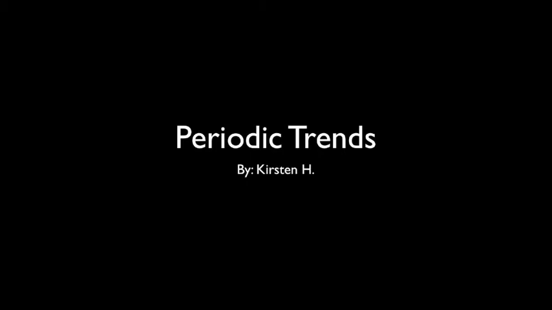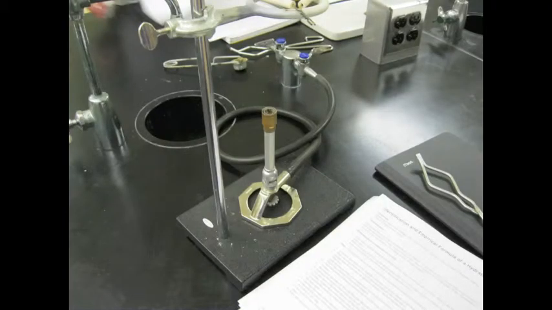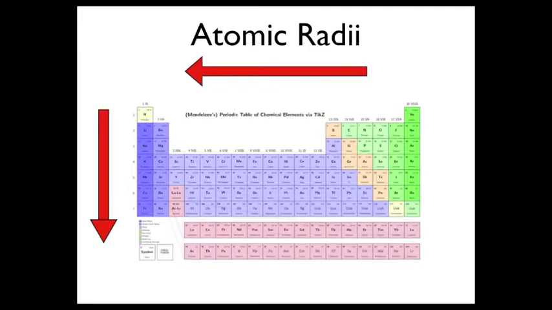The periodic trends are some of the hardest things to learn because there is so much information involved. Though they are hard to learn, they are necessary for the continuation of study in science, especially chemistry. The first periodic trend is atomic radius.